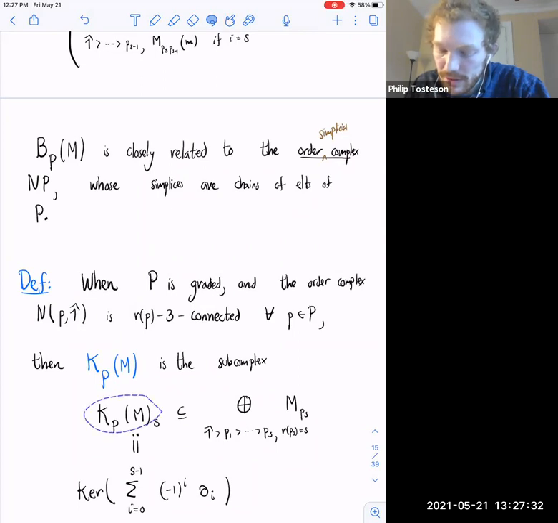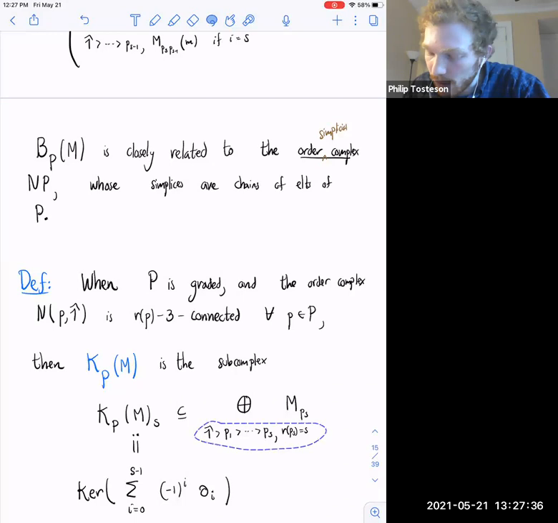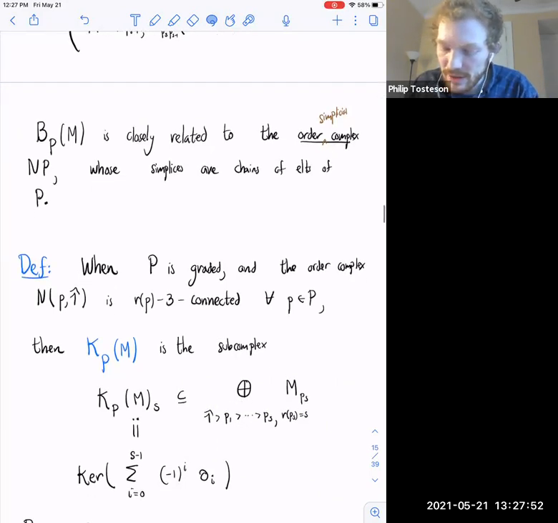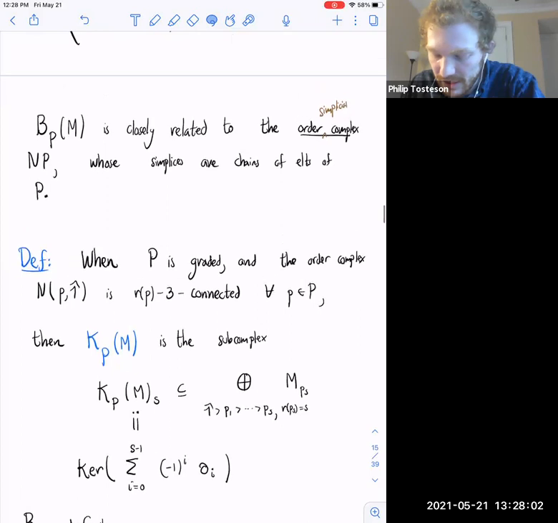So this complex K_P, it's a submodule of all the chains that are saturated, have maximal length. This condition here, r(p_s) equals s, says that this chain doesn't really have any gaps in it. And then you don't just consider this module, but you consider the kernel of all the operators except for the last one. And it turns out that this is a subcomplex.